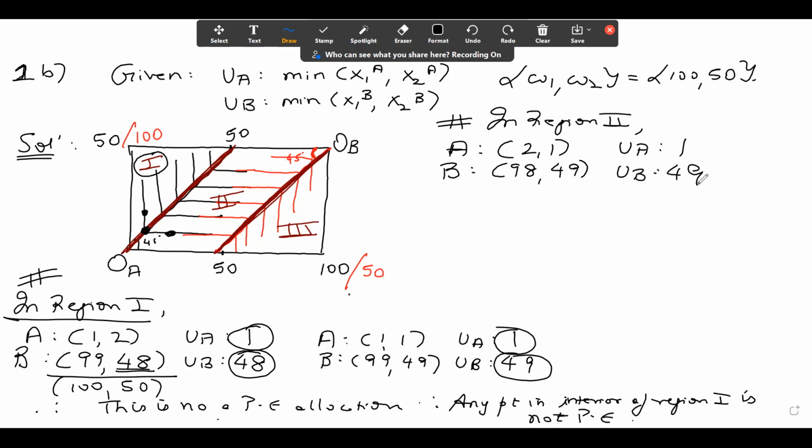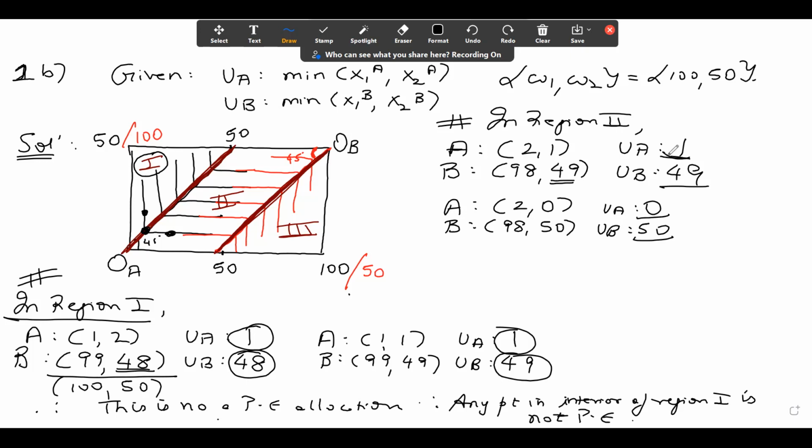Okay. Let's try to make one of the parties better off. Suppose I want to make B better off. How will B become better off? If B gets 1 unit here, B becomes better off. Suppose A gives that unit to B. Then we have this allocation. Utility which A gets now is 0. Utility which B gets now is 50. You can clearly see B has become better off by making A worse off.